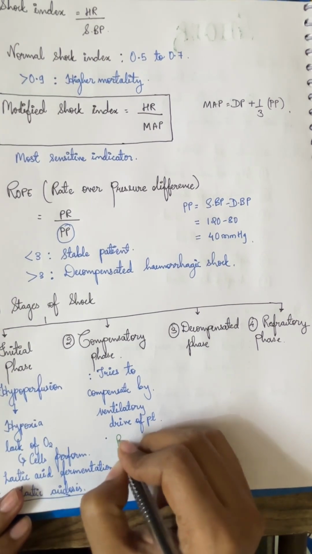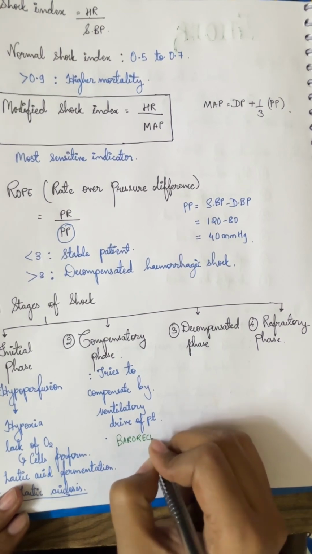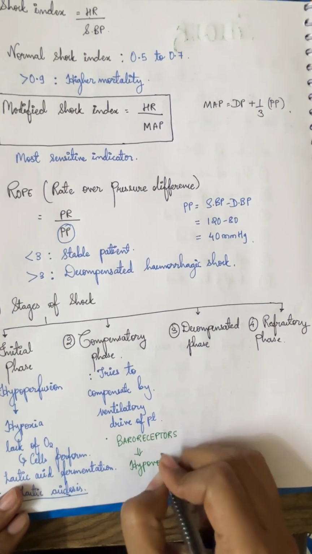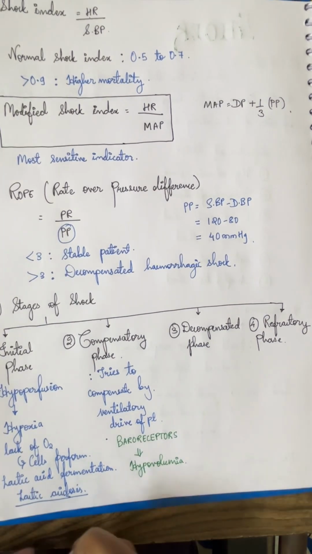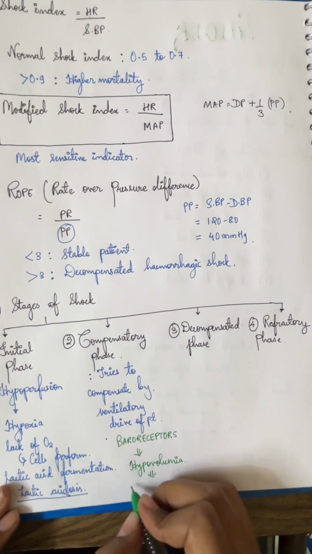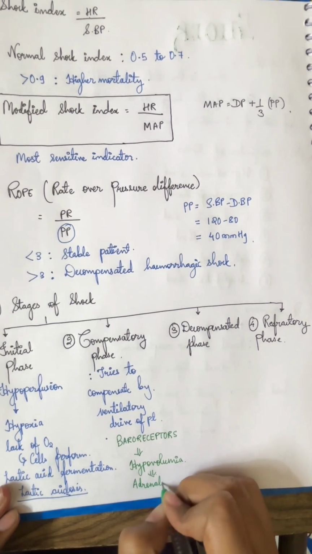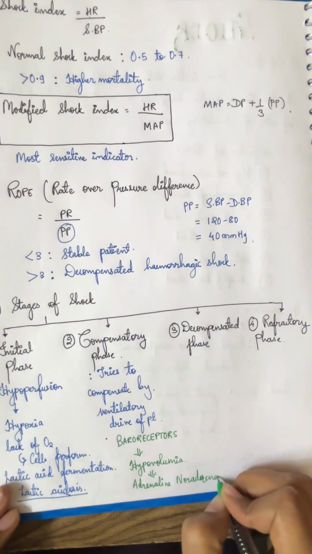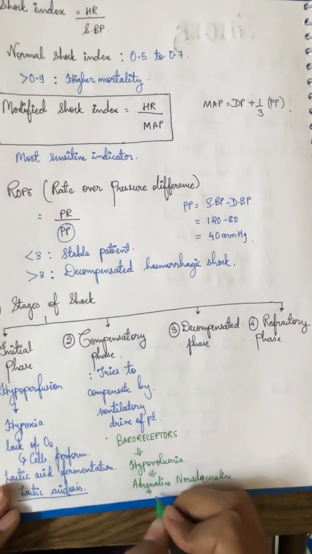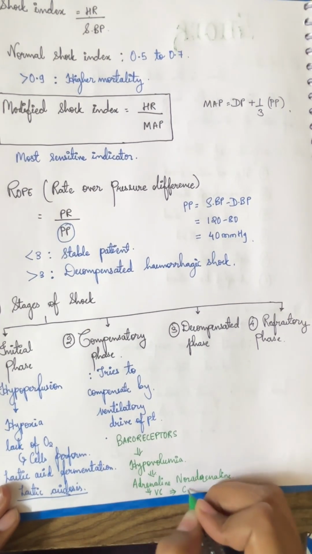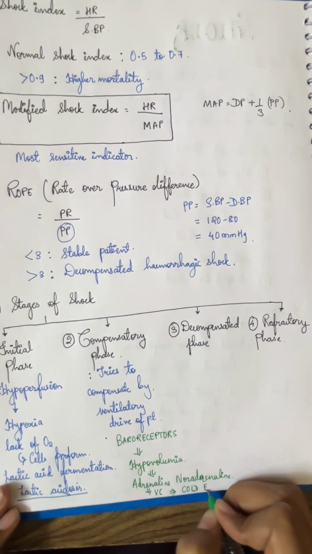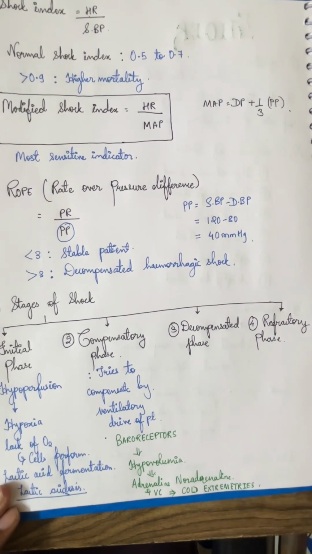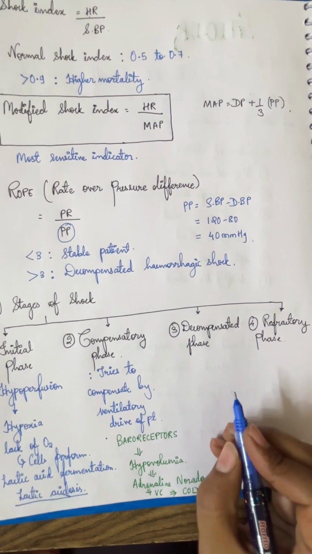As compensatory mechanisms, there are baroreceptors in our body which detect hypovolemia, leading to increased sympathetic drive by adrenaline and noradrenaline, causing peripheral vasoconstriction, which leads to cold extremities. So this is all about the compensatory phase.